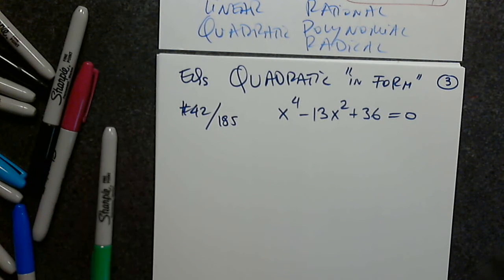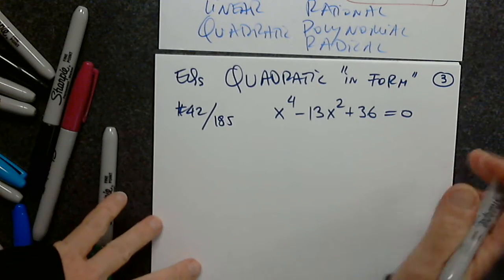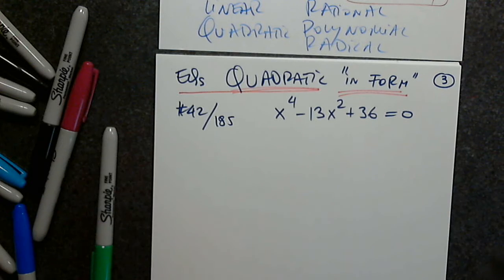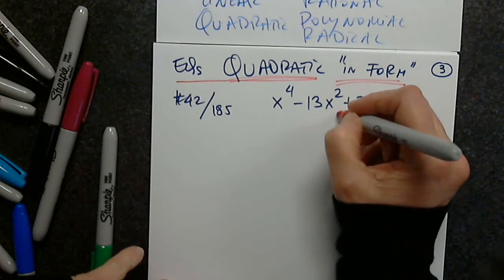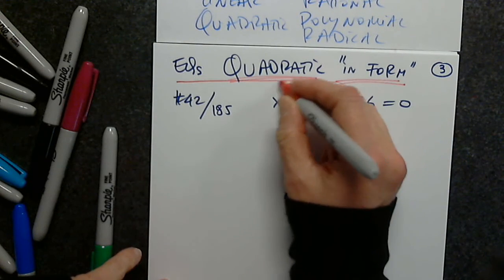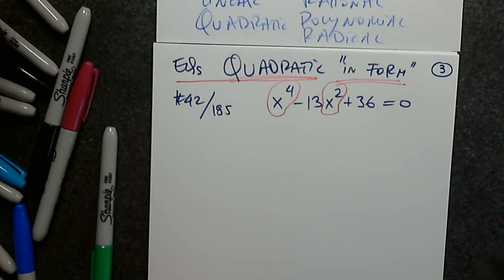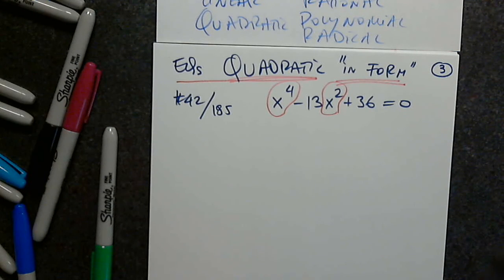It works only if the equation is quadratic at its core, in form. Deep down, it's basically quadratic. We're going to look at x squared, and we're going to look at x to the fourth. And I'm going to ask you a silly question, and I do that a lot. Which power is lower?